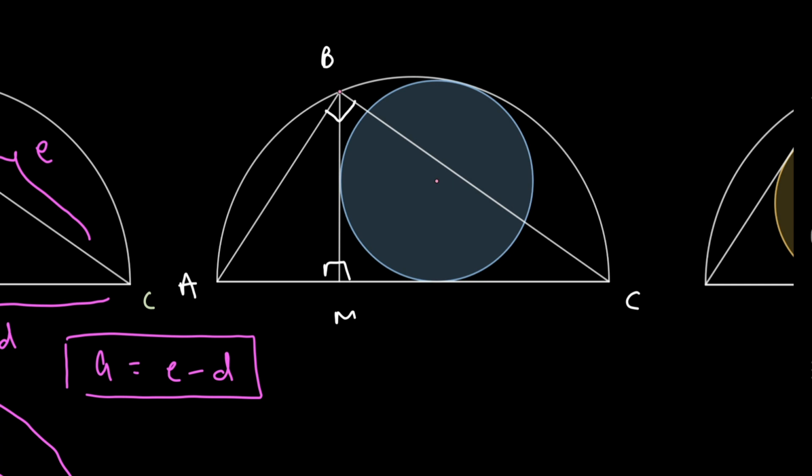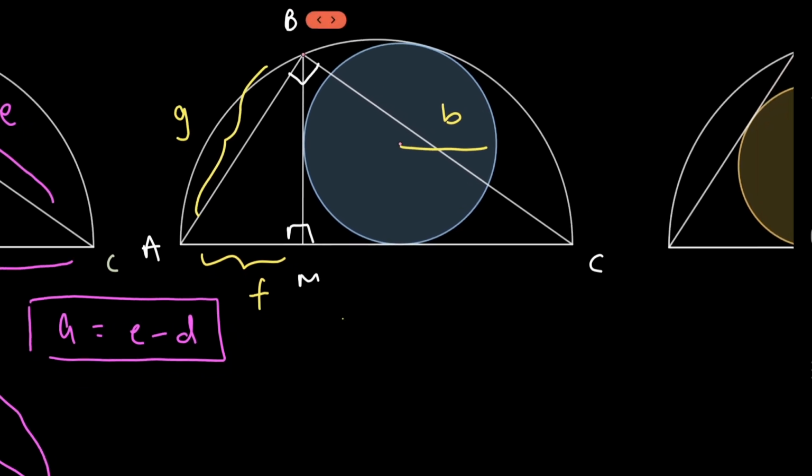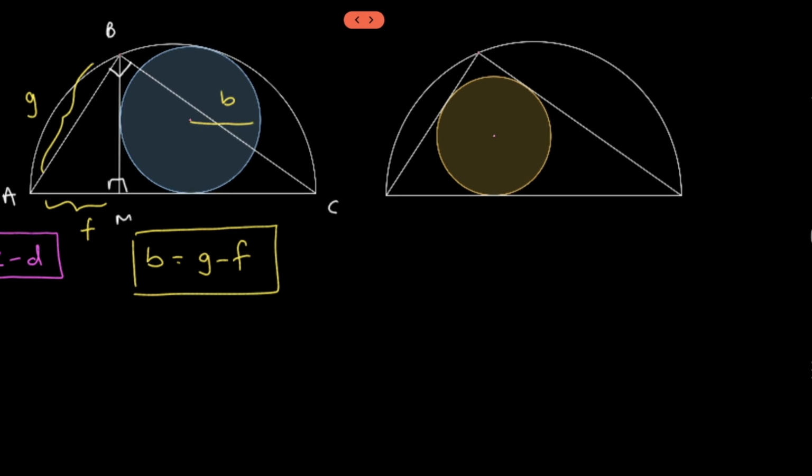So already the radius of this blue circle was taken as B. Now this time let the distance of AM equal F and the distance of AB equal G. So as per the theorem, the value of B would now turn out to be G minus F. Okay. Now let us see the third one.